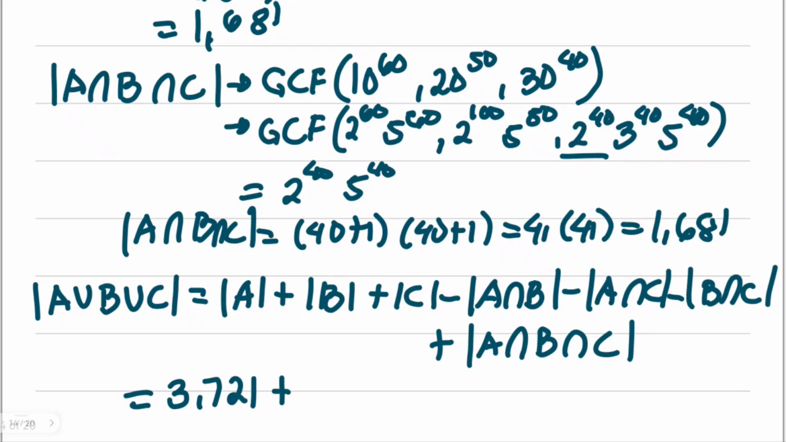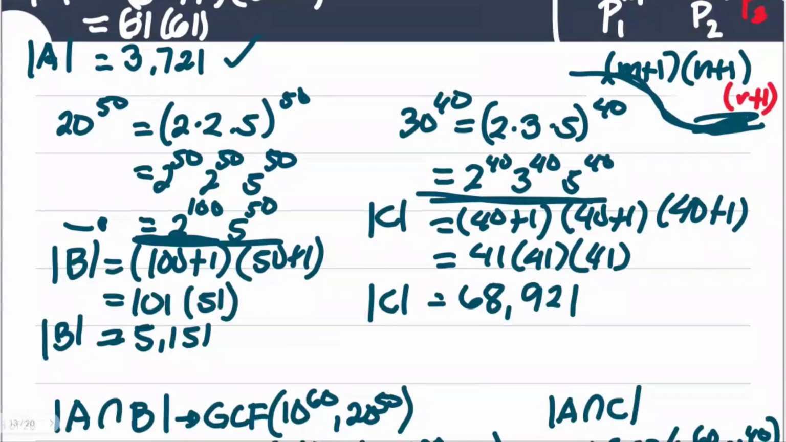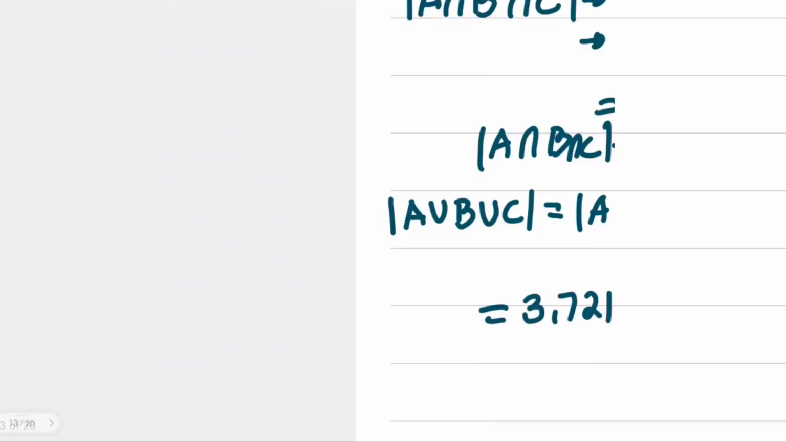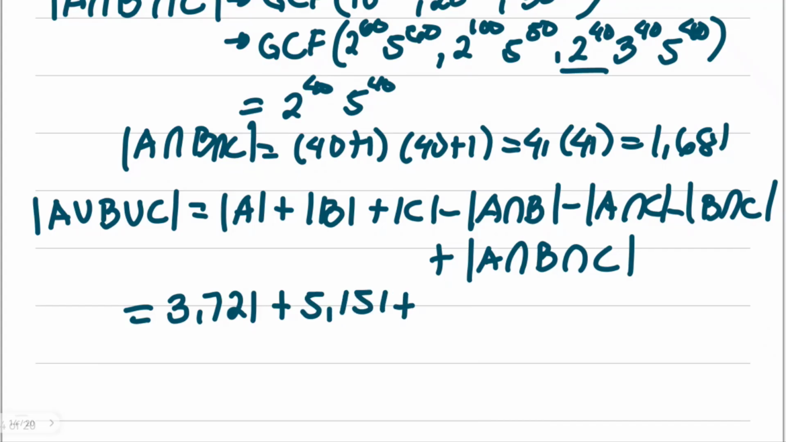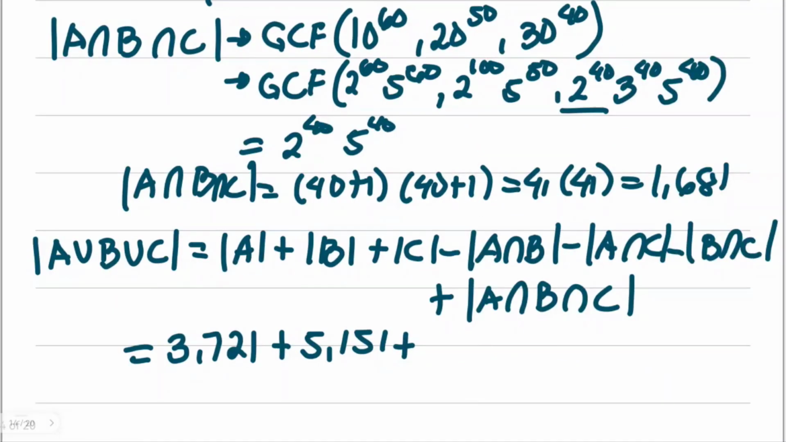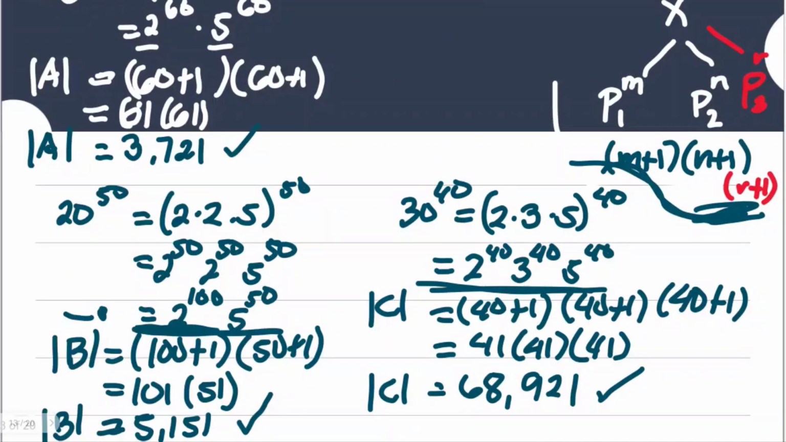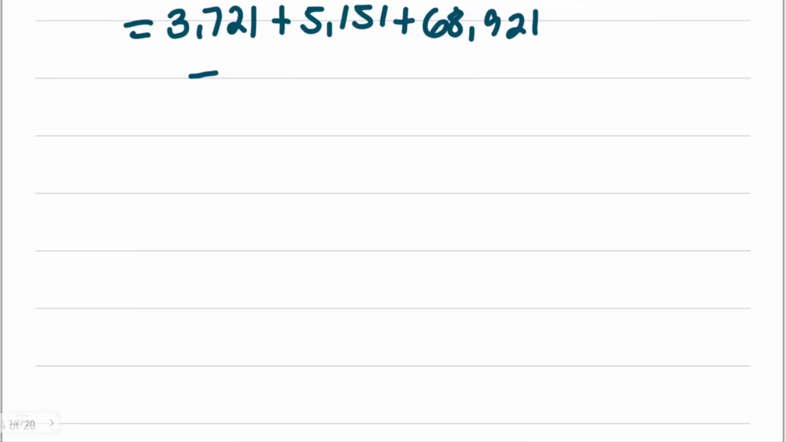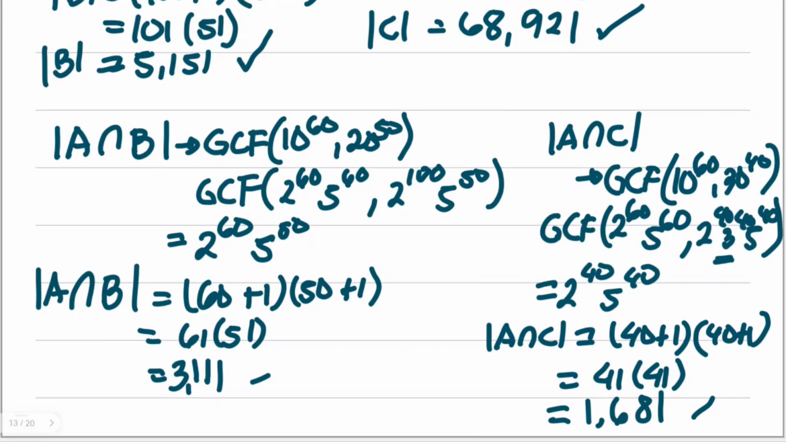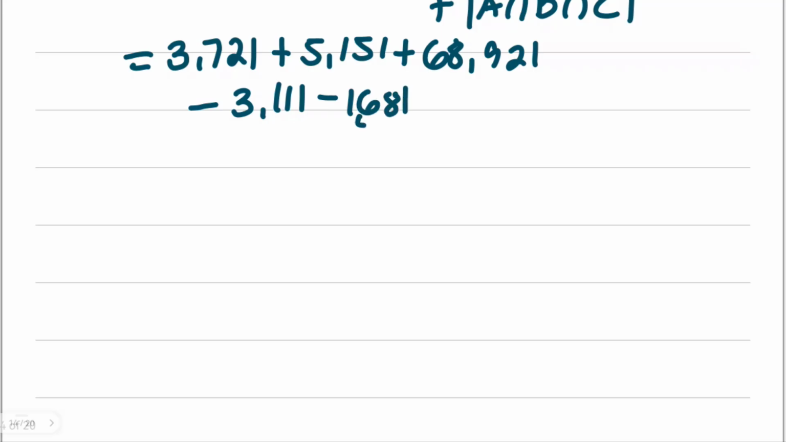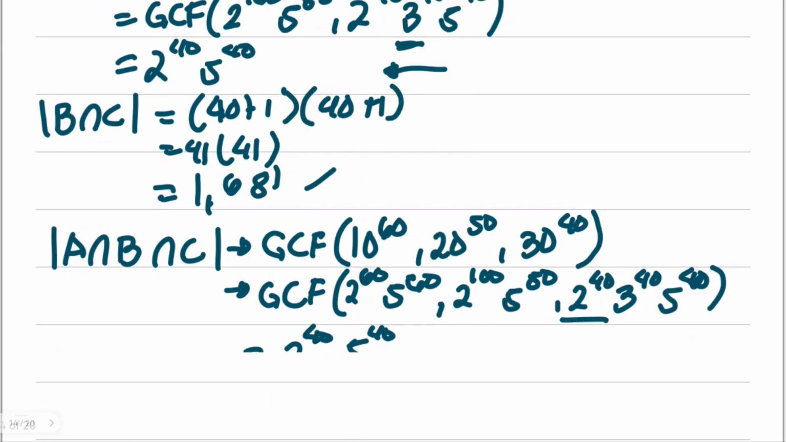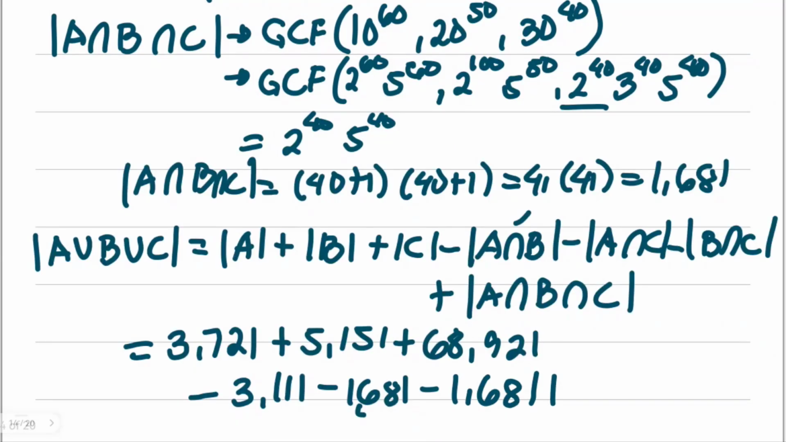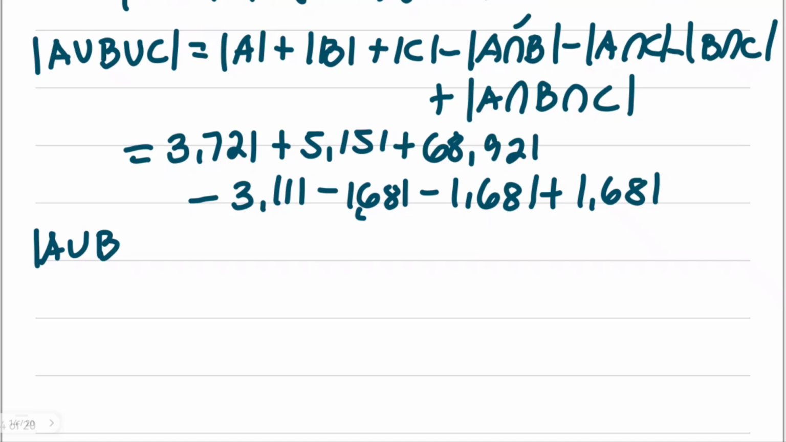3,721 plus cardinality of B, it's here, right? 5,151. 5,151 plus cardinality of C, 68,921. 68,921 minus intersection of A and B, 3,111. 3,111 minus intersection of A and C, 1,681. 1,681 minus, we have it here, the intersection of B and C, still 1,681, plus the last one, 1,681. So add all of them. This results to our target.